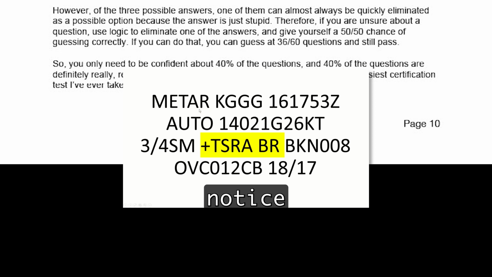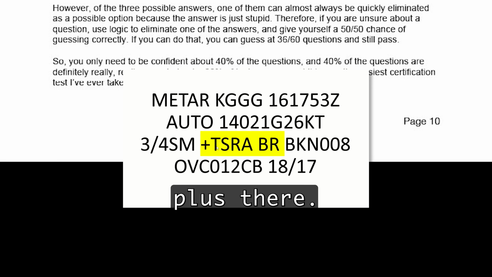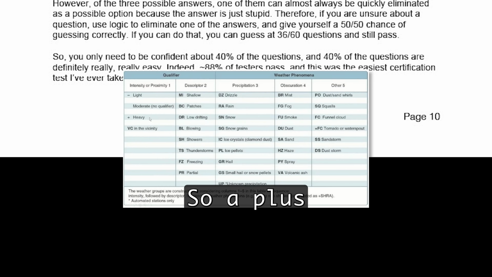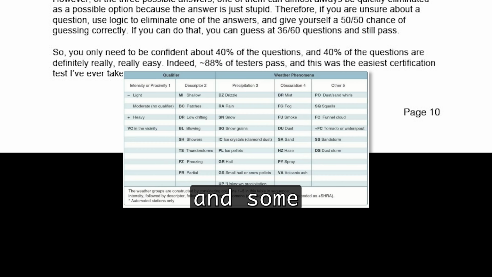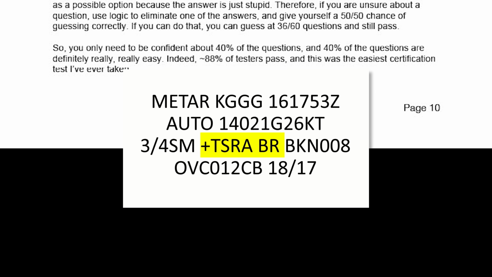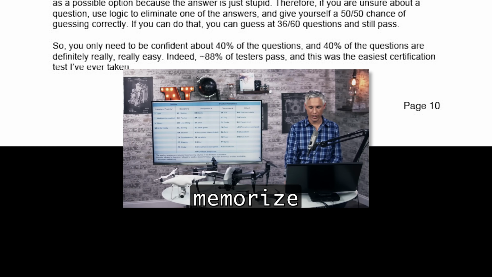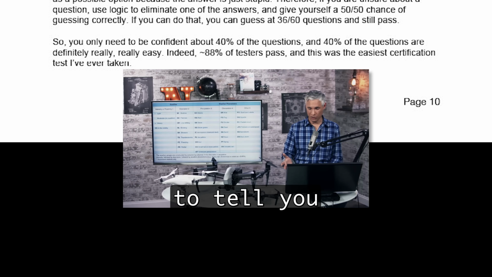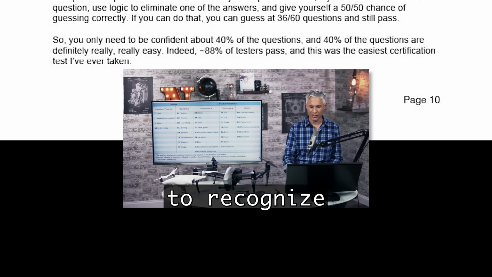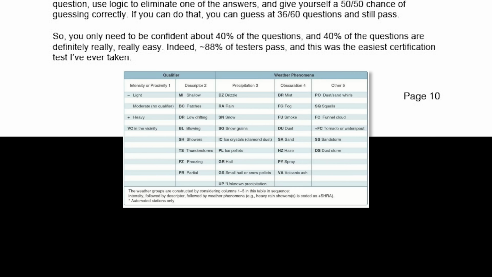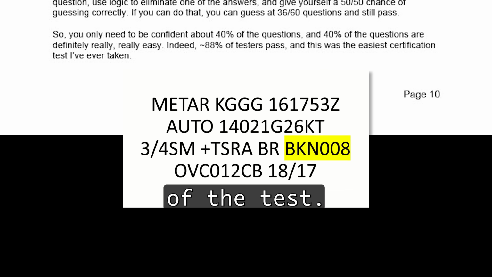If you go back, you'll notice the very first thing is a plus there. That plus indicates the intensity or proximity. So a plus TS means heavy thunderstorms with rain and some mist. I don't want you to necessarily memorize every single one of these codes. Especially in the real world, you'll be using some app or something to tell you the weather. Just be able to recognize the most common ones, like SH is showers, TS is thunderstorms, and you should be fine for the sake of the test.